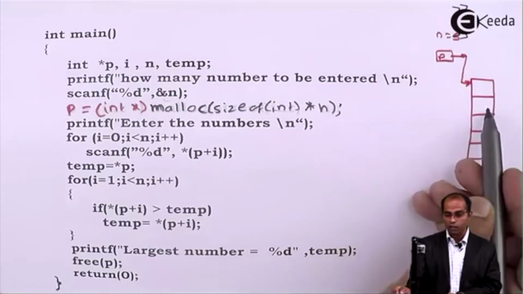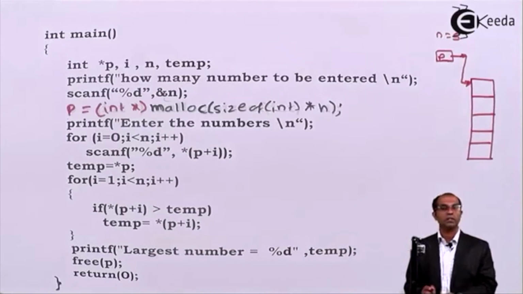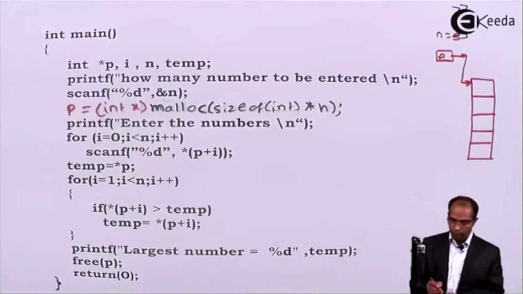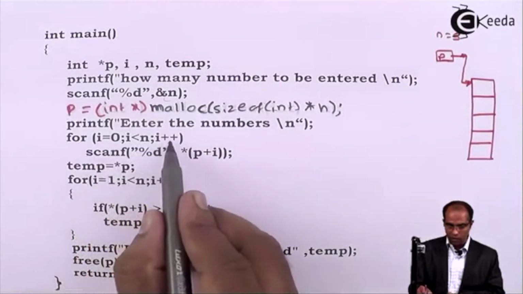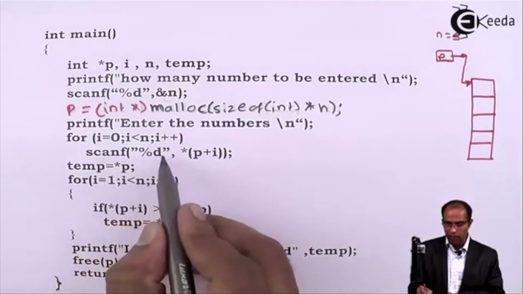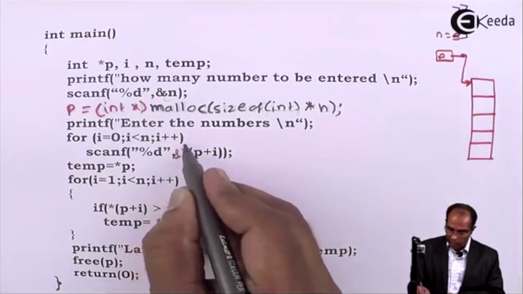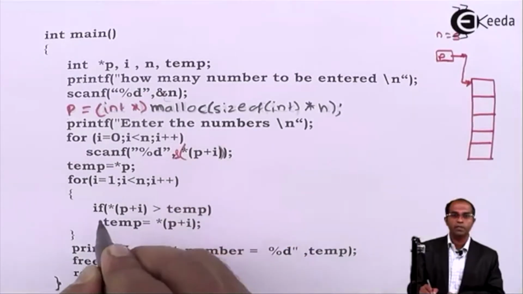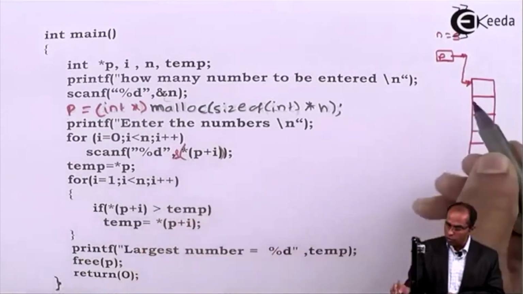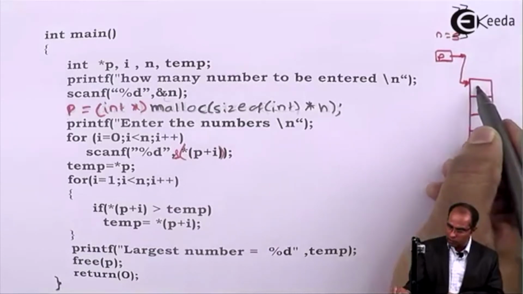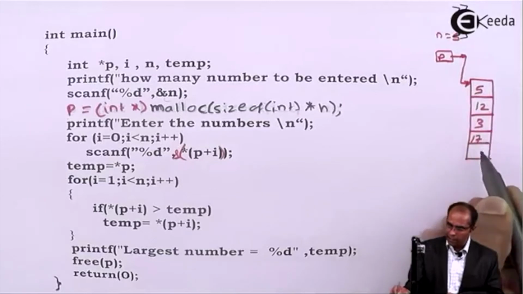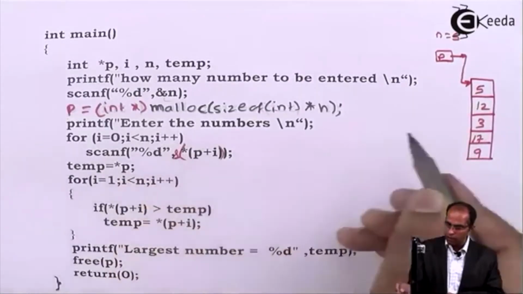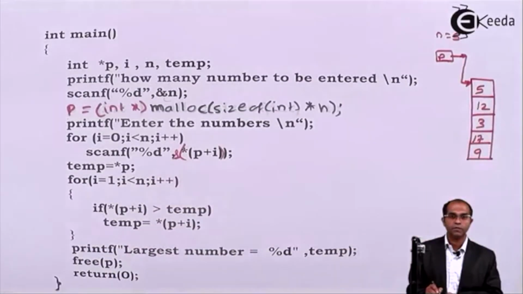P of 1 can also be referred to as *(p + 1). How? Let's ask the user to enter the values. So I'll say for (i = 0; i <= n; i++), scanf("%d", &*(p + i)). When i is 0, it will store the first value. Assume that the user gives values 5, 12, 3, 17 and 9. This works for n values, and the values are given by this.